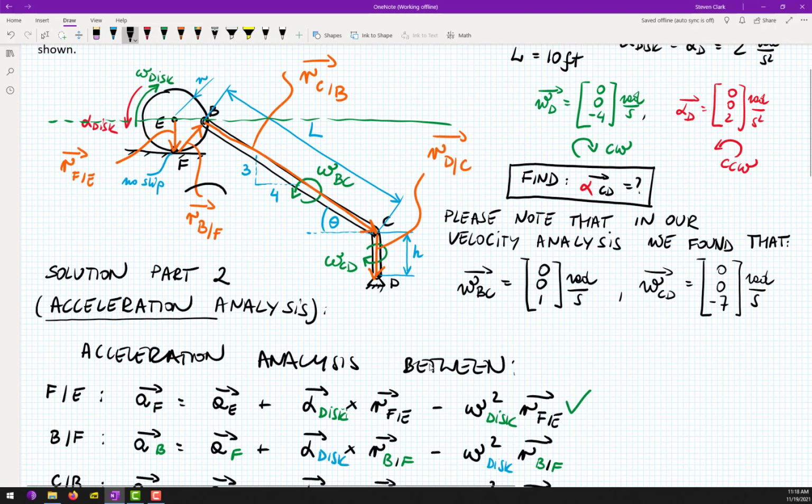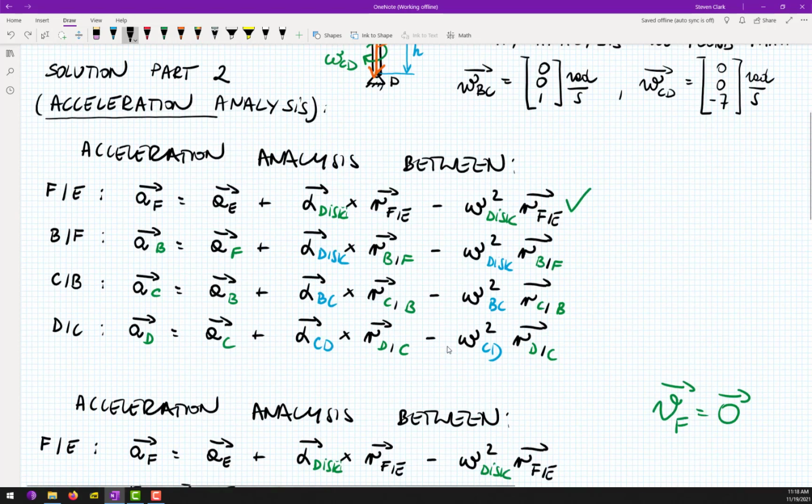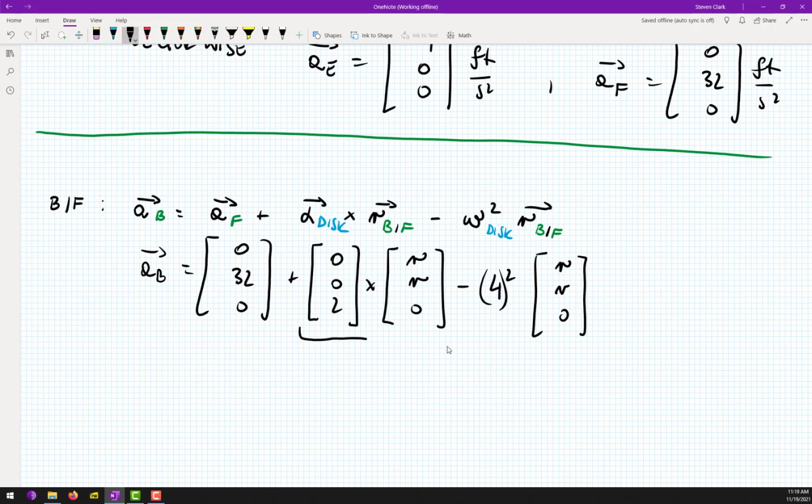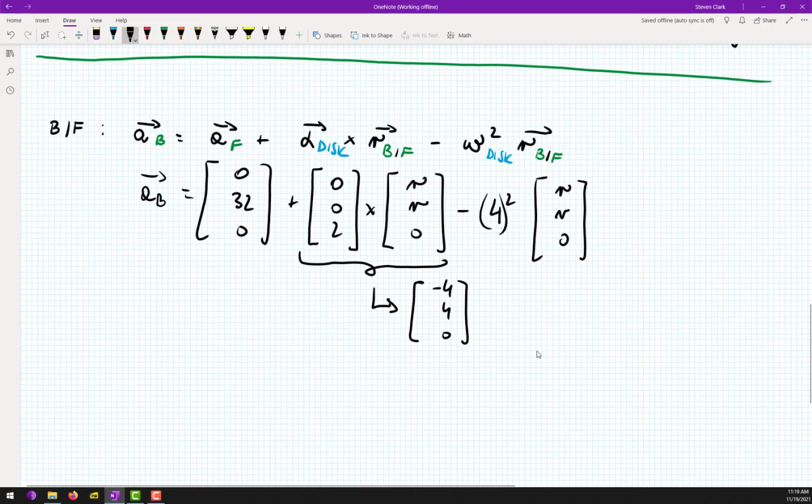Okay, RBF is here. Its components will be R, R, 0, I believe, yeah? So that will be R, R, 0 minus 4 squared, R, R, 0. Okay, if you do this determinant, I bet you know how to do the determinant, yes? If you do this determinant, you will obtain minus 4, 4, 0. Okay, so let's put everything together.